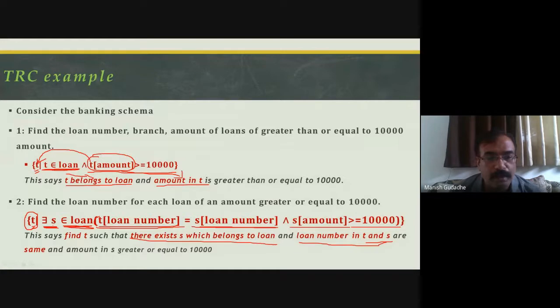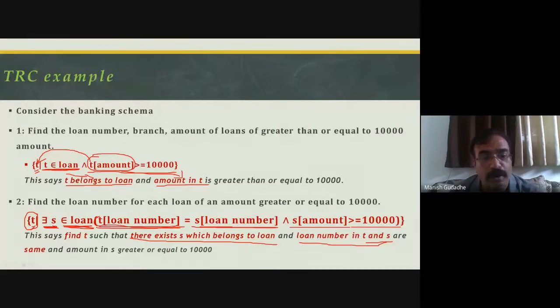Because I have mentioned T dot loan number here. If I am printing S here, it is going to print the whole tuple. But now it is quantified for a single value. So the difference between these two is that here we are going to represent the entire tuple, and here we are going to represent only a column of it. Fine. It is a little complicated, but yes, this is the way it is proposed.